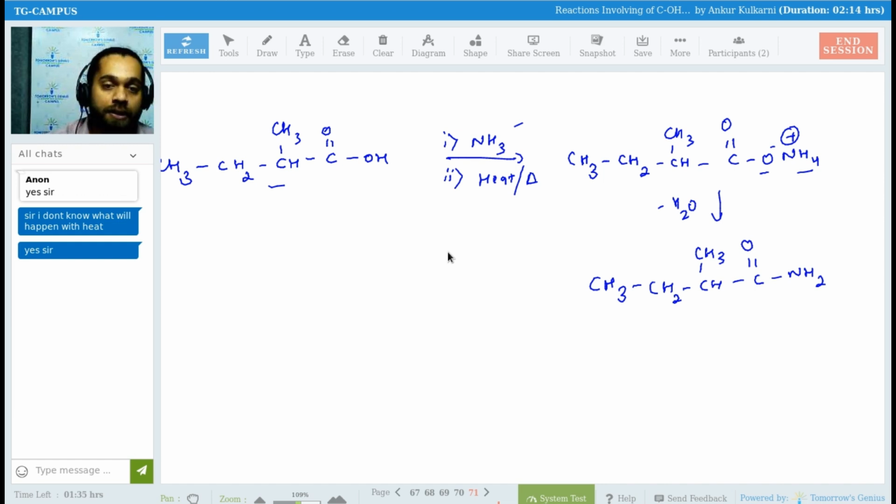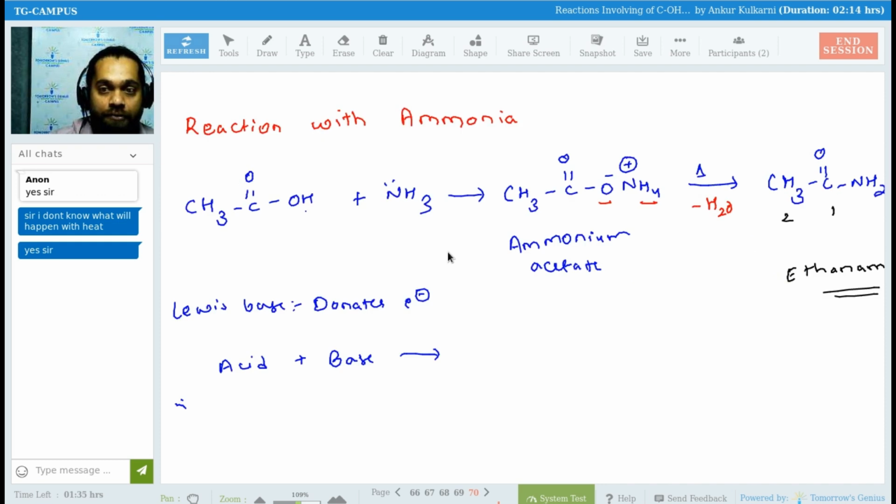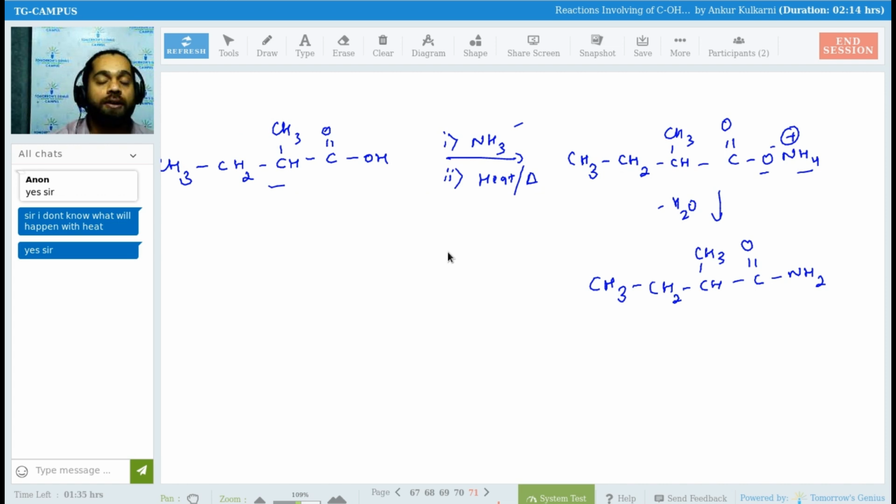Come on, try the IUPAC name of this. You can take a hint from this. We have written amide, so two carbon amide, ethanamide. Correct? So come on, try for this now.